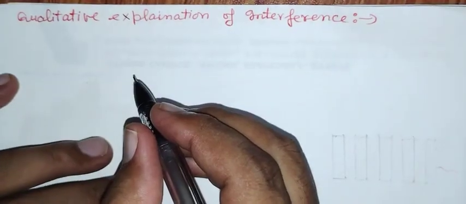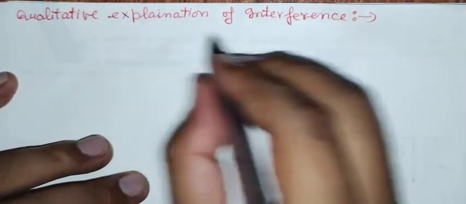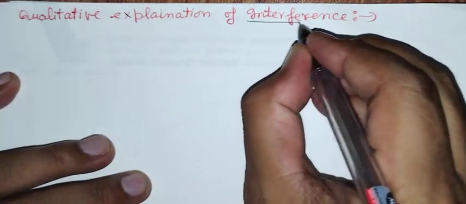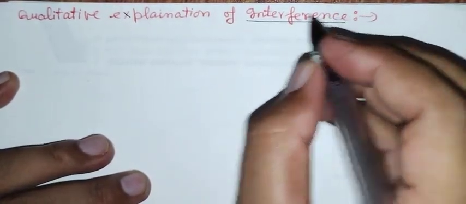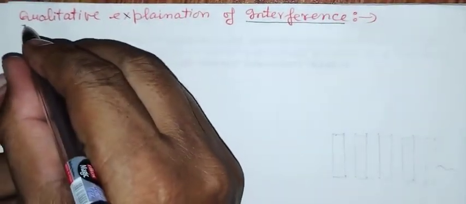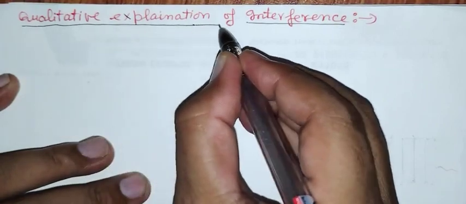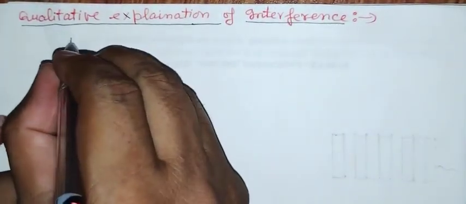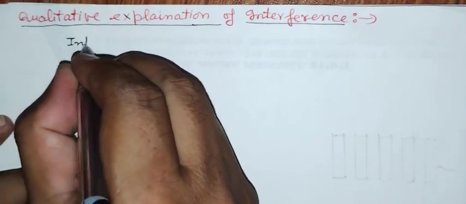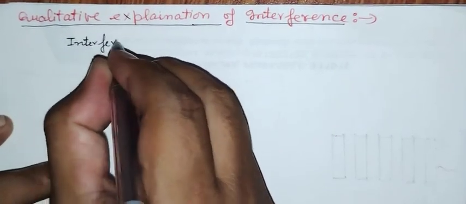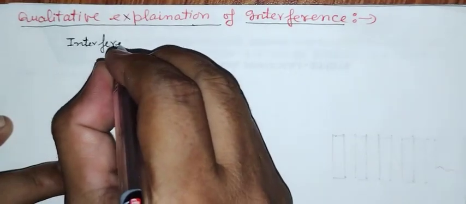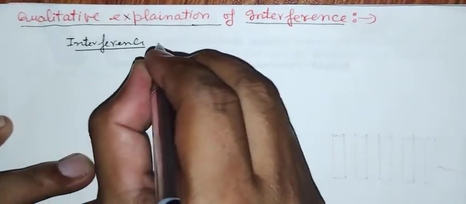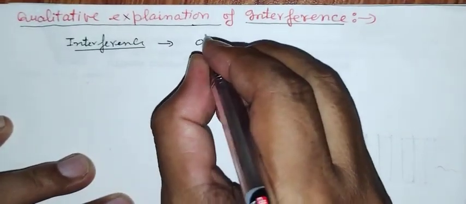Hello everyone, we are going to see a topic that is the interference of light. Here in this topic we will see its qualitative explanation. We know that interference is one optical phenomenon.